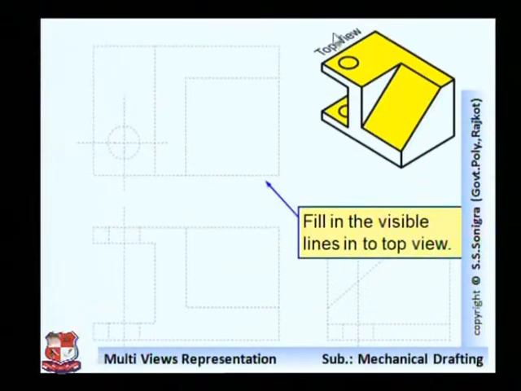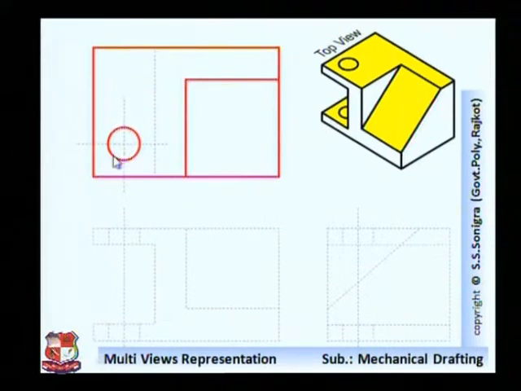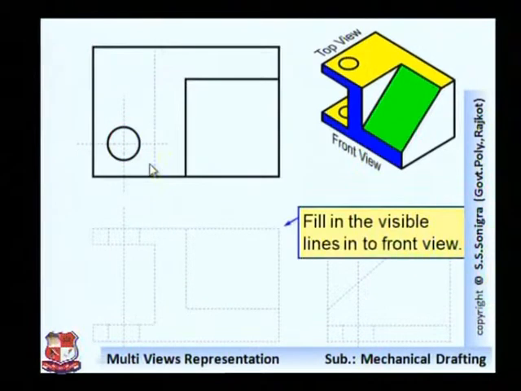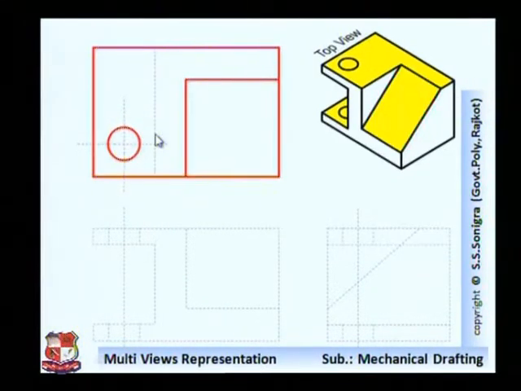So this is an object. If you look from the top, this yellow colored portion would appear to us. So that is to be represented by a full line. This circle will be a full line. These are the full lines. You can see here, this edge is not visible. Hence, this line would be represented by a dotted line. This one. Now what about the side view?